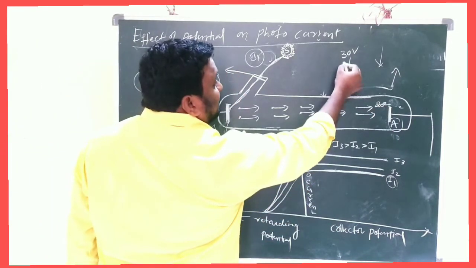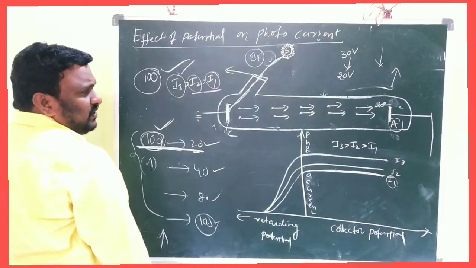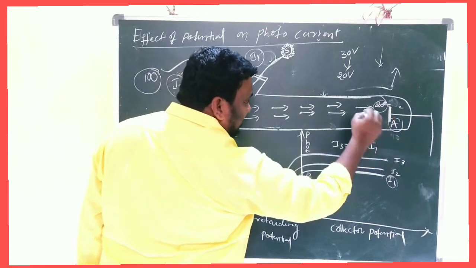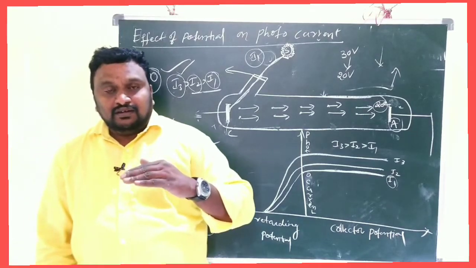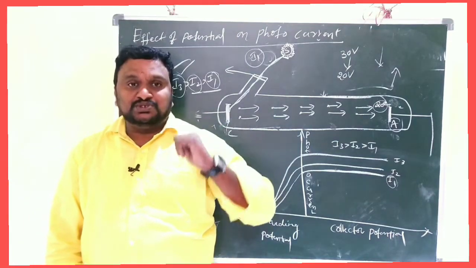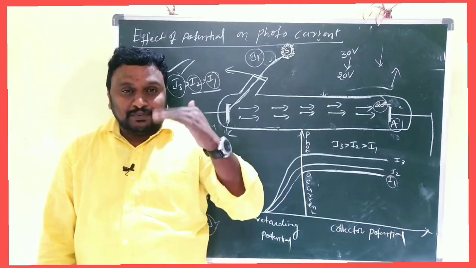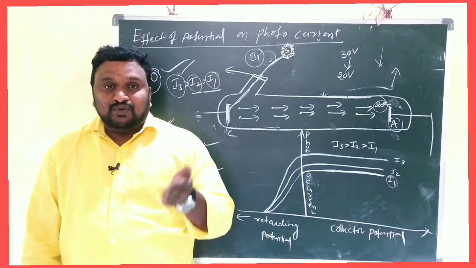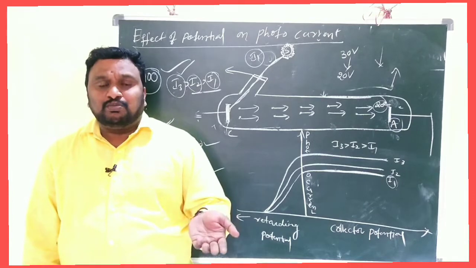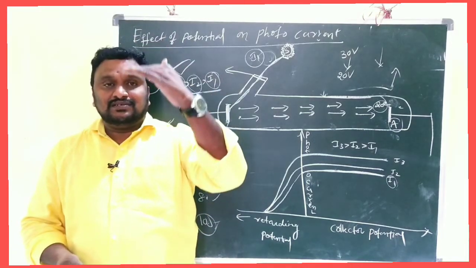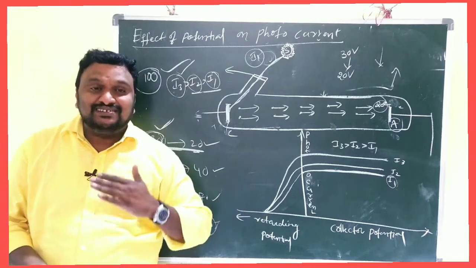Now we decrease the potential to 20 volts, then obviously the number of electrons received must decrease. Clear? When A has a positive charge and we decrease the potential of A, the positive charge of A decreases, and A becomes negative. The positive potential value decreases: 30, 20, 10, 5, 0, minus 5, minus 10, minus 20 like that.